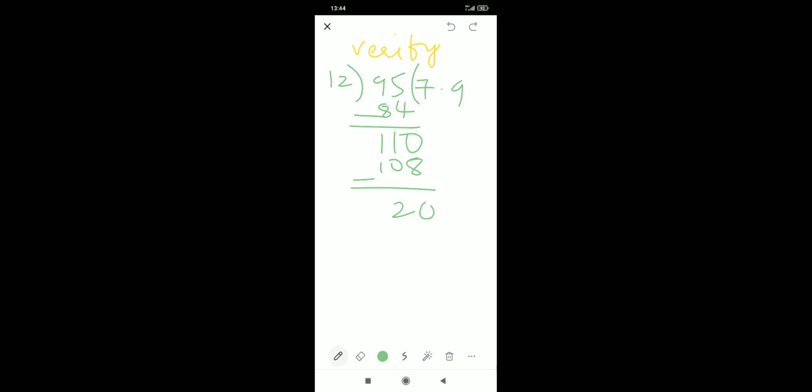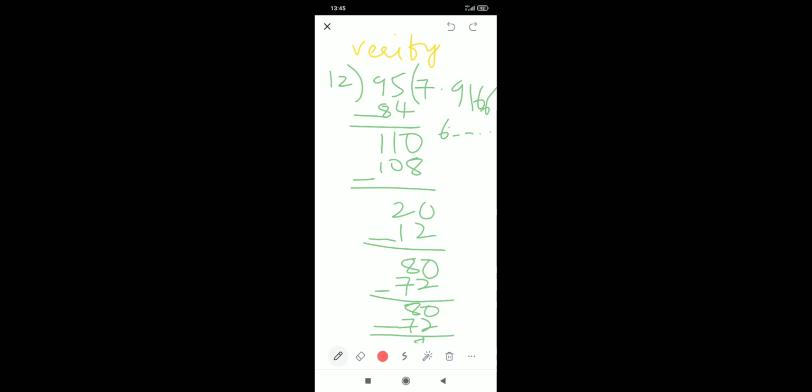12 1s are 12. 20 minus 12 is 8. 8 becomes 80. Then 12 6s are 72, and 12 7s are 84. 84 is more than 80. So I'll settle with 6. 12 6s are 72. 80 minus 72 is 8. 8 becomes 80. 12 6s are 72. Again 8 remains. So what happens? The digit 6 will repeat continuously.